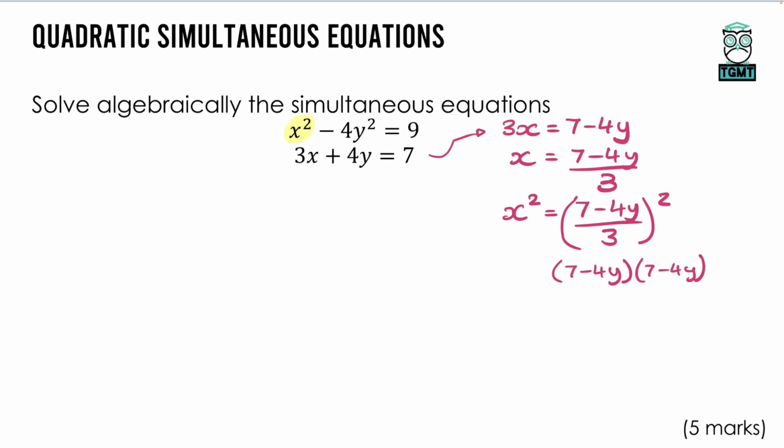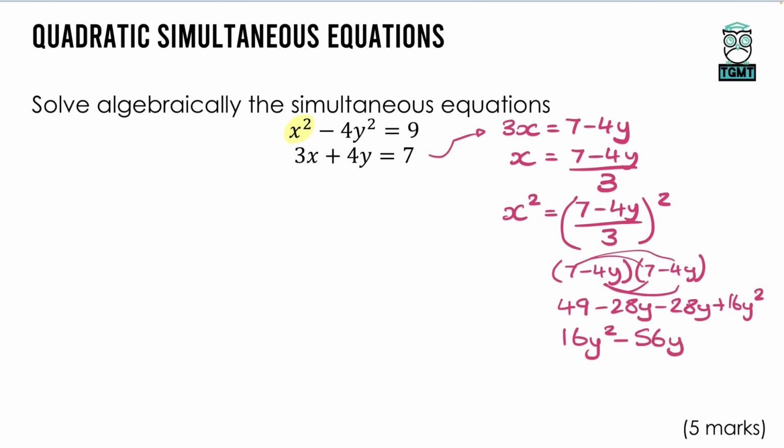So if we expand this double bracket, we have 7 times 7, which is 49, 7 times negative 4y, which is minus 28y, we get minus 28y again, and then plus 16y squared. Now if I just reorder that and write it into a normal quadratic format, we have 16y squared minus 56y plus 49. And there we go, there's our numerator. Now on the bottom, 3 times 3 is 9.